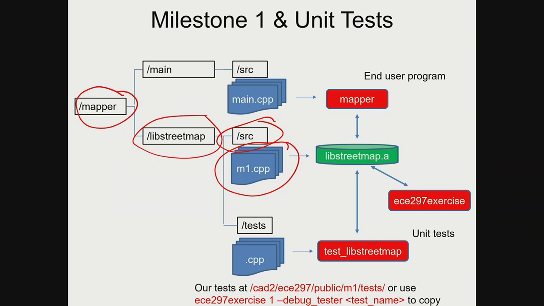You write as many files as you want in there. We gave you m1.cpp, a little skeleton to get you going, but you can make more. When we compile your project, so you make or you hit the rebuild button in your IDE, all of that code in that libstreetmap source directory gets built into what's called a library, and the library is called libstreetmap.